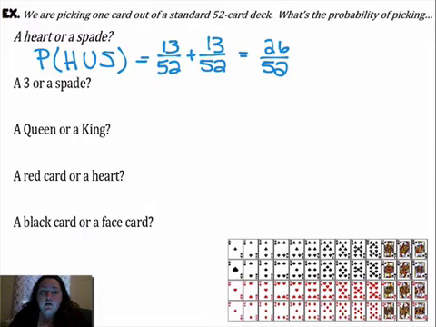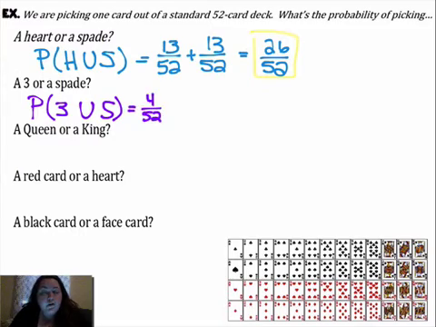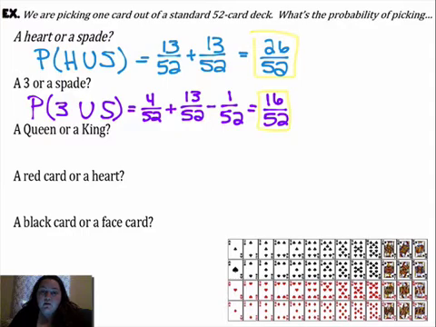The probability of getting a 3 or a spade. The probability of 3, well, I have 4 threes out of 52 cards, and I have 13 spades out of 52 cards. So that would be 17. Oh, I have to subtract out the one 3 that's also a spade. So that leaves me with 16 out of 52.